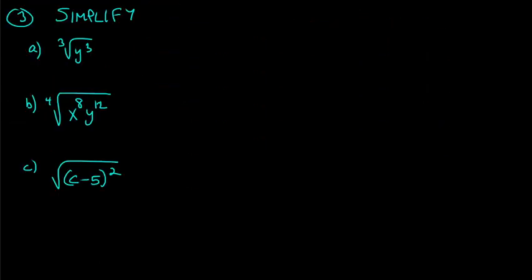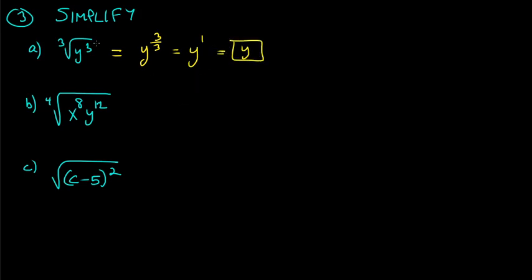All right, let's go on to number 3. Okay, so here we just want to simplify. Part A is the cube root of y cubed, right? So if you're not certain what this is, you could convert it to an exponent. It would just be y to the 3 over 3, right? Because the exponent and the index happen to be the same. And 3 divided by 3 is just 1. So this is just y to the 1, or just y.